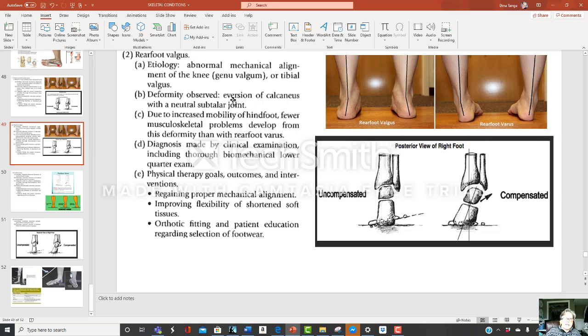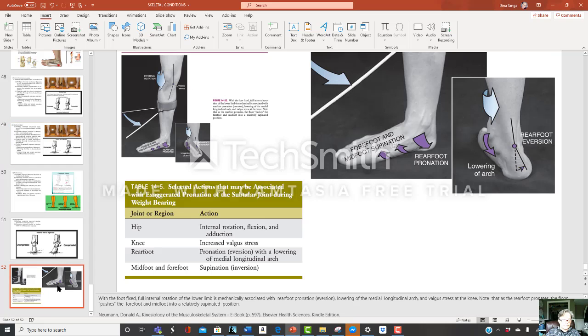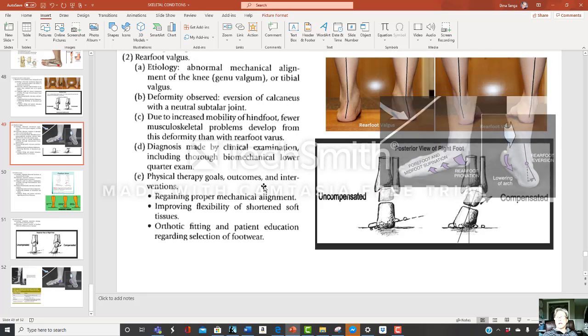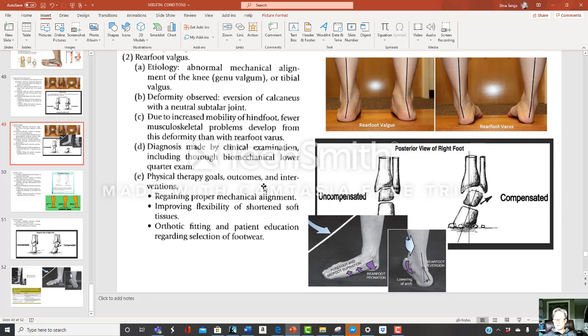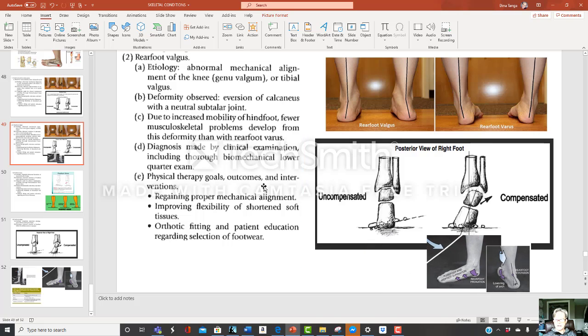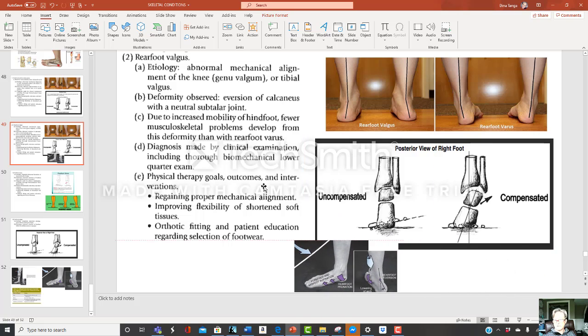So deformity observed is eversion of the calcaneus with a neutral subtalar joint. Eversion of the calcaneus. Go ahead and copy this and move it. I like that picture. Get that picture out of one of our books.